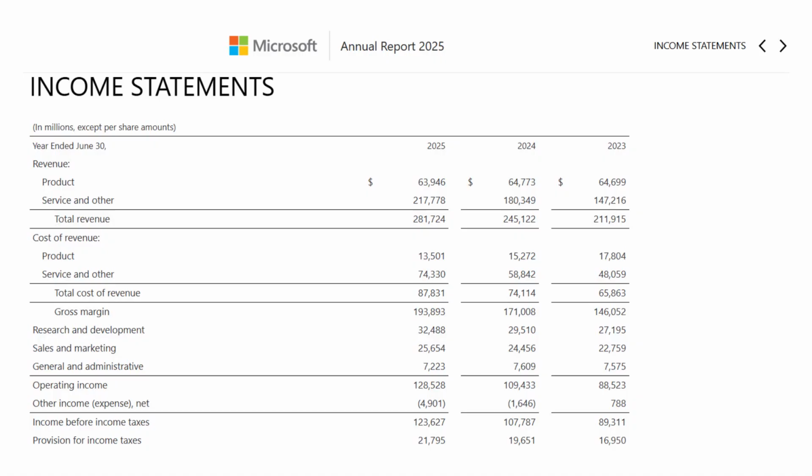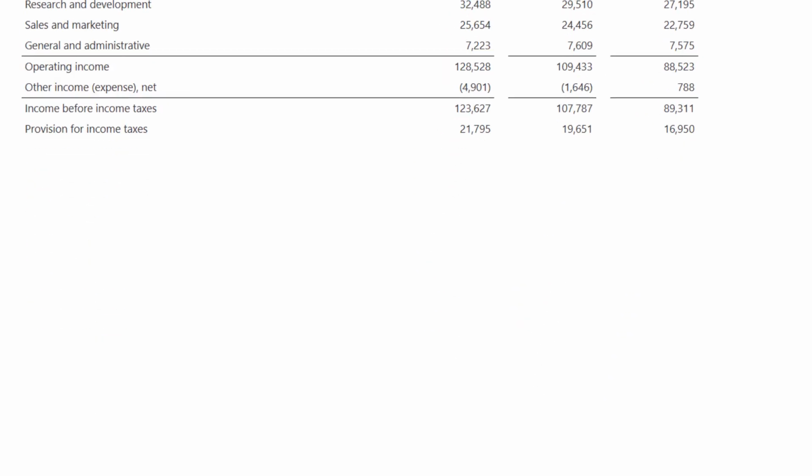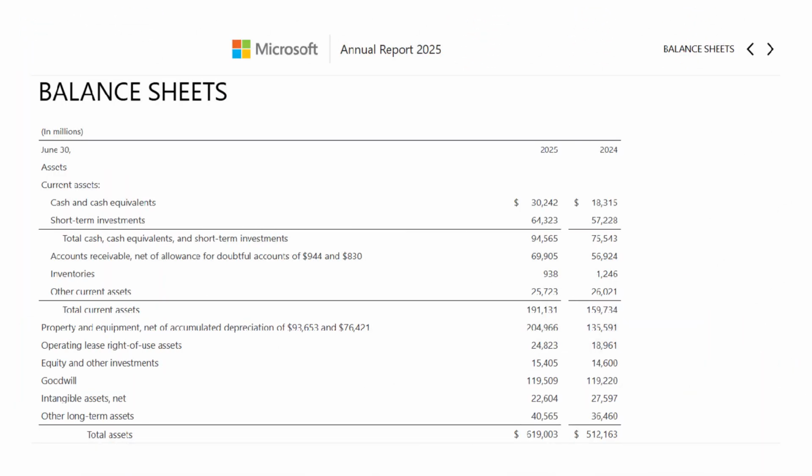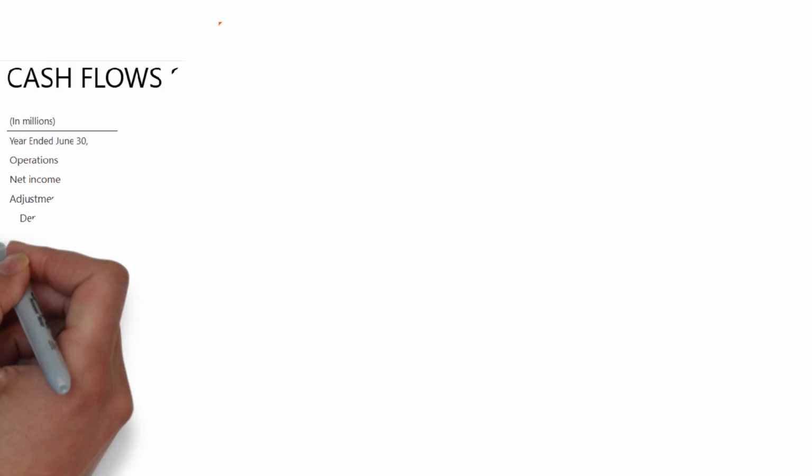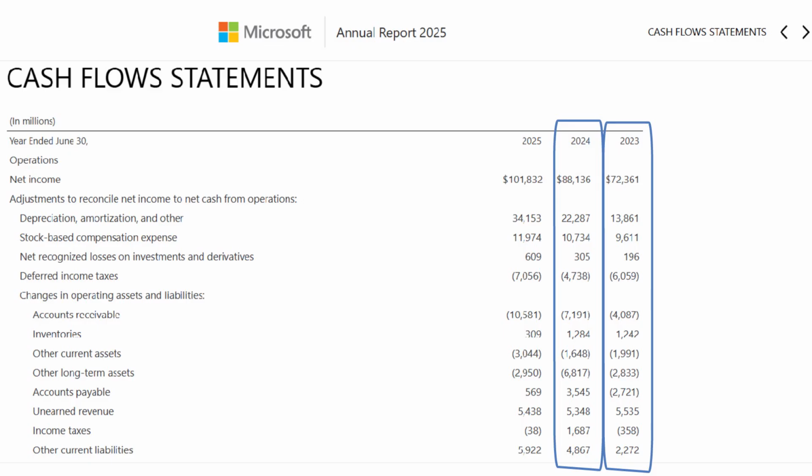We can see in Microsoft's report, they also provide information from 2024 to compare the balance sheet performance. After the balance sheet, we can also see the cash flow statement here, showing information from 2024 and 2023, which allows us to compare multiple years.